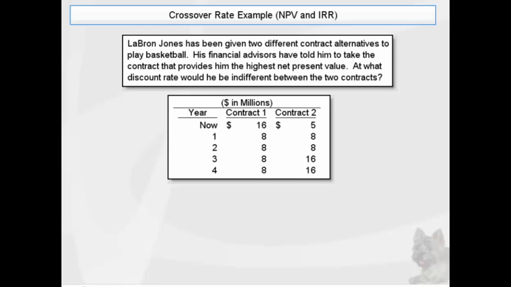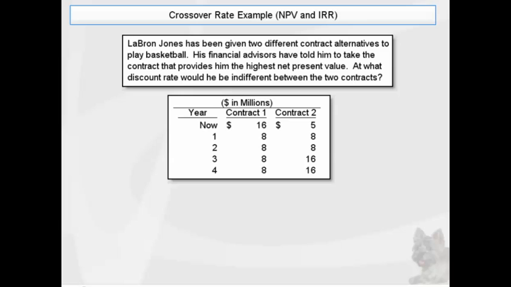And you see on the screen that on contract 1 he starts off with $16 million and then gets $8 million a year for 4 years. And with contract 2 he starts off lower but then earns a higher amount in the later years of the contract. Okay, now there's a couple ways to solve this.